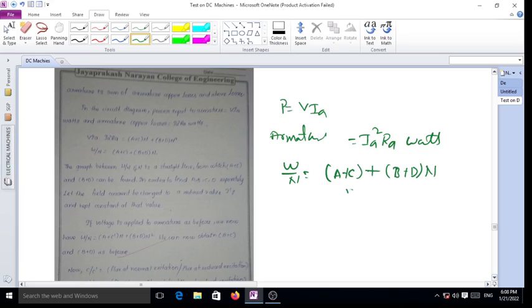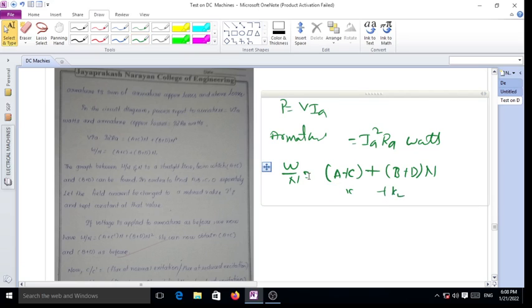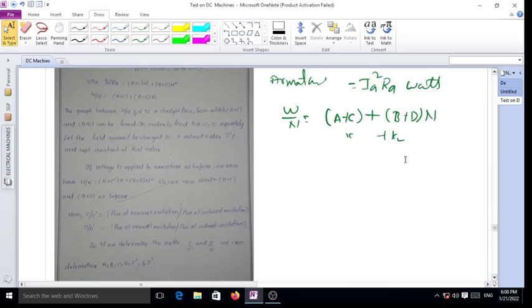We can see one is K1 and the other is K2. Here we'll draw the graph between W by N and speed, and it is a straight line, from which A plus C and B plus D can be found. In order to find A, B, C, D separately, the field current is changed to a reduced value and kept constant at that value.